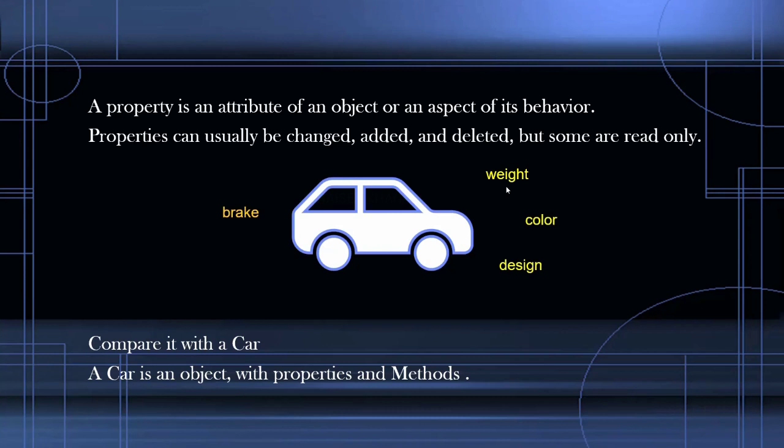Property is the characteristic of that particular object. Now if I take the example of a pen, the pen will have a color, a weight, and a length. Those are the characteristics of a pen. Using the pen, I can write, and that is a method, because I'm going to perform some action. So actions are called methods, and characteristics are called properties.